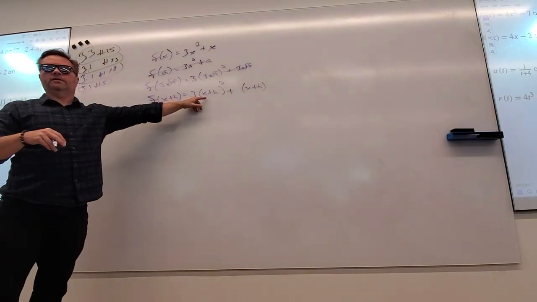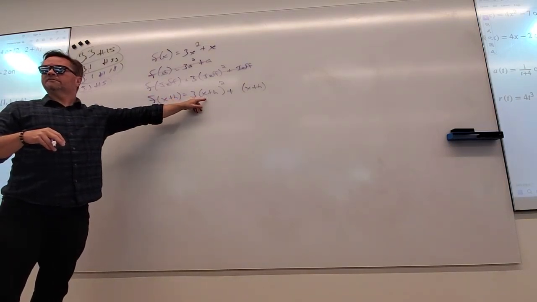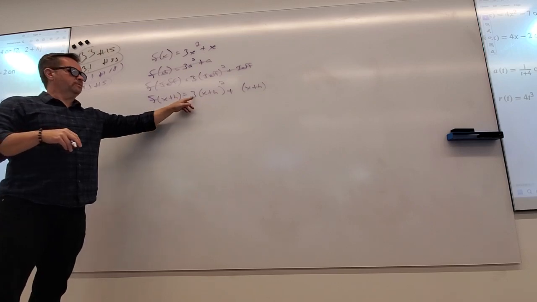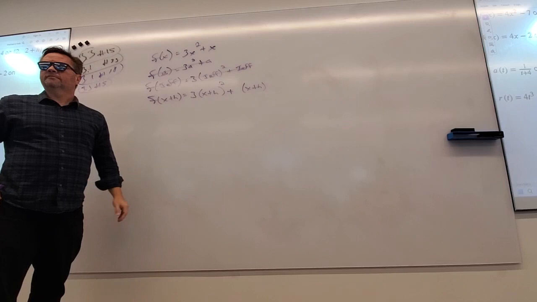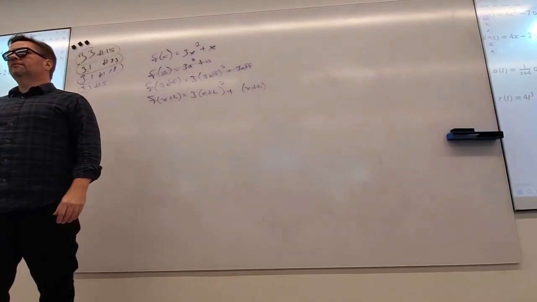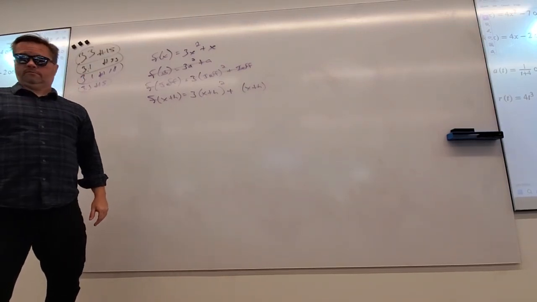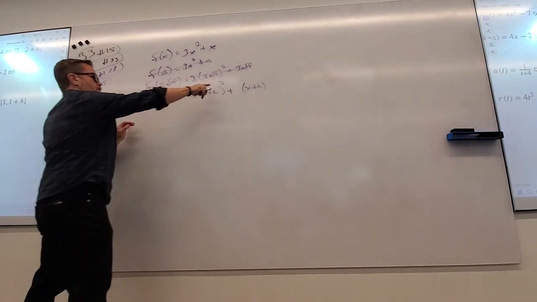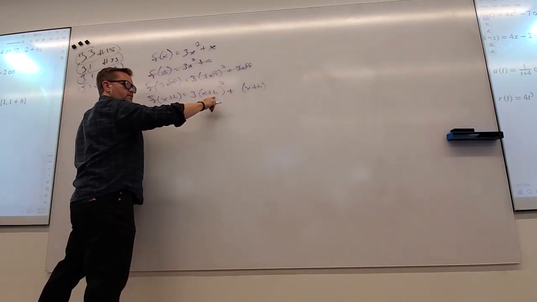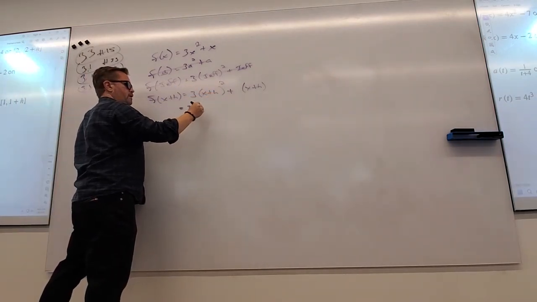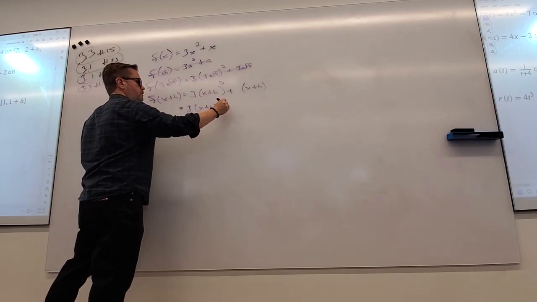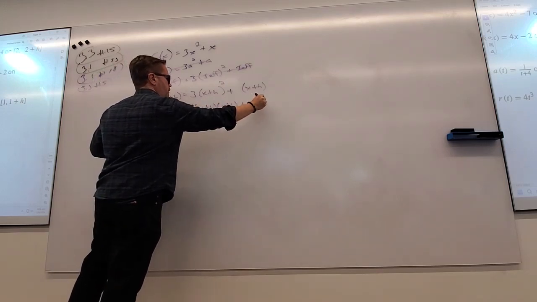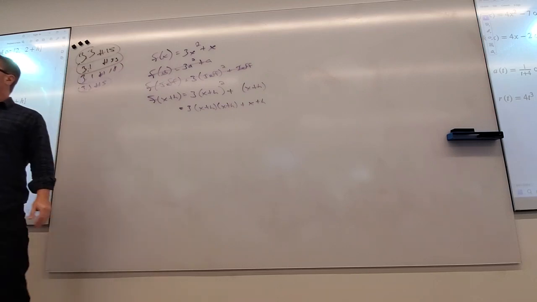Can you do anything with this? You can distribute it. Can I distribute a 3 right now? What's order of operations? First you have to do whatever's in the exponent. Yeah, I have to square this first, right? So that's just FOILing it out. Are you guys with me? Or are you against me? Okay. Down with Jeff.